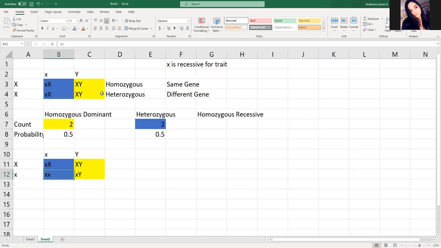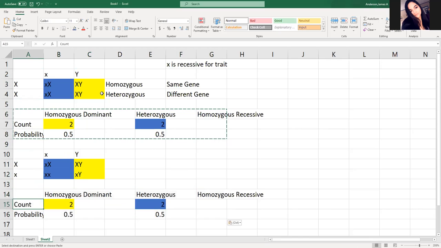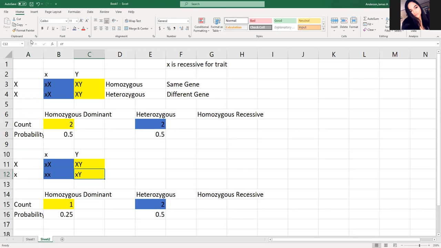What's going to happen? On this one, we're going to have to redo these counts over here. So we're going to have one homozygous dominant here. Let me change that to no fill. Actually, it's going to be blue. We have one, two heterozygous, and we're going to have one, make it green, homozygous recessive.